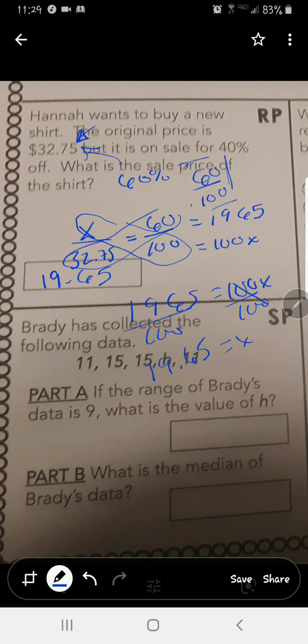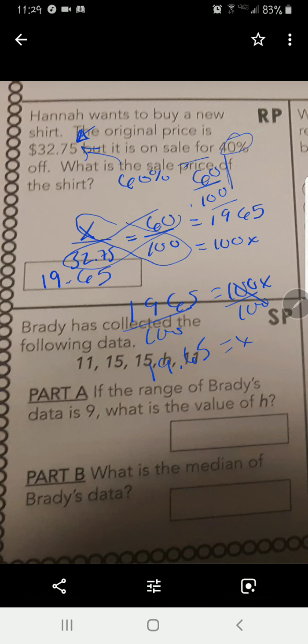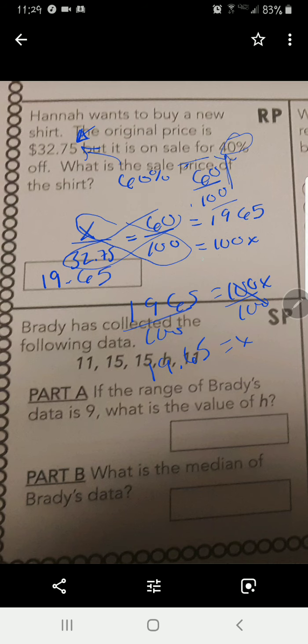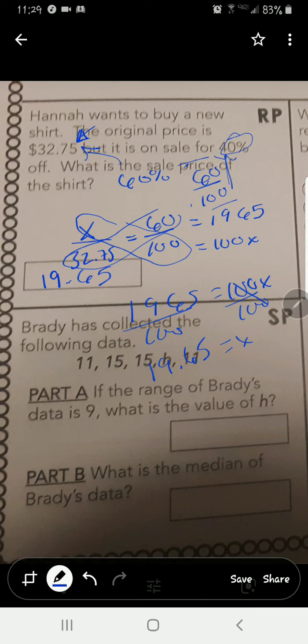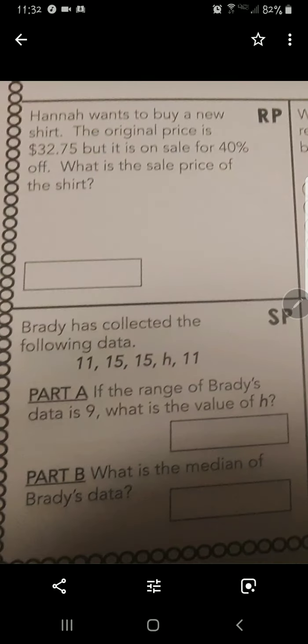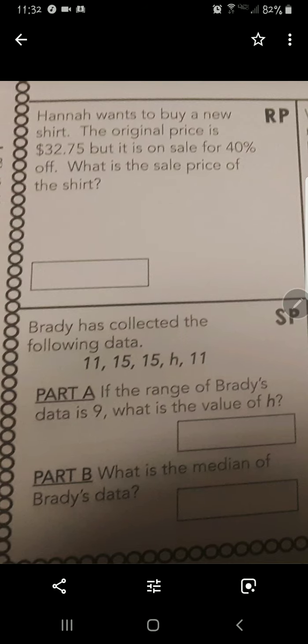There are a couple ways you could do that. This is just the way I chose to do it. You could do the exact same thing, but with the 40% off instead, and then subtract that from the 32.75. You could have made this into a decimal and just divided, but that's the way I chose to do it. Okay.